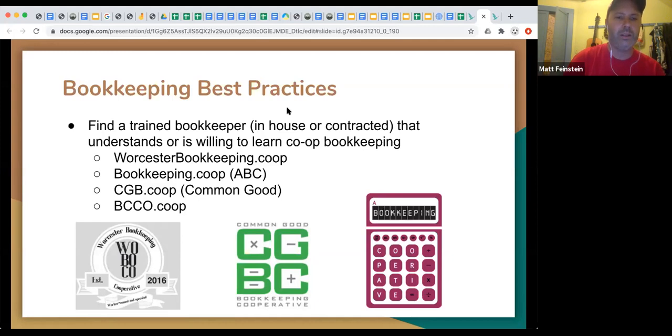And then if you work directly with Stacy at Boston Center for Community Ownership, sometimes they offer some bookkeeping services too. So here are some ideas of people who can offer bookkeeping, or you can work with someone like this to train an in-house person too. A lot of these folks are willing to do that kind of work.